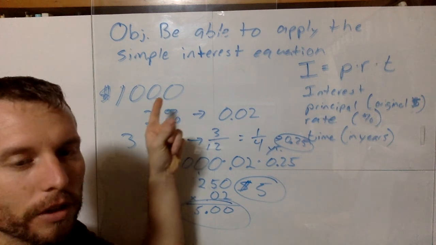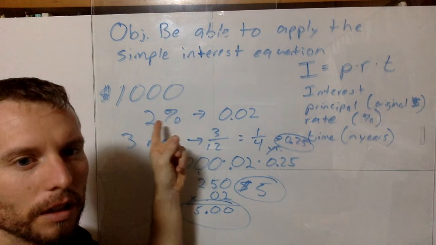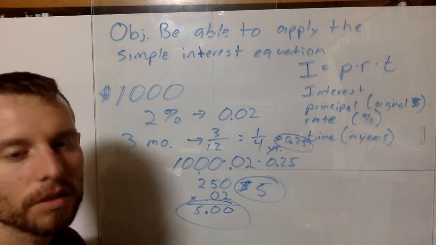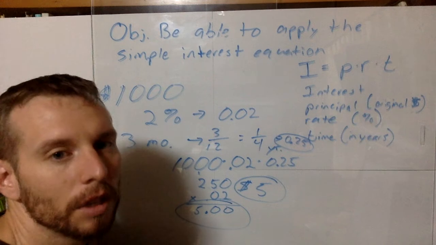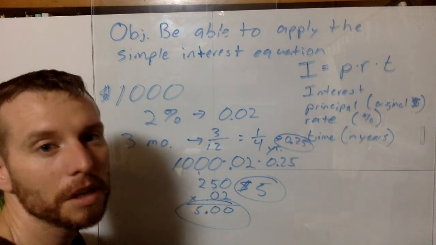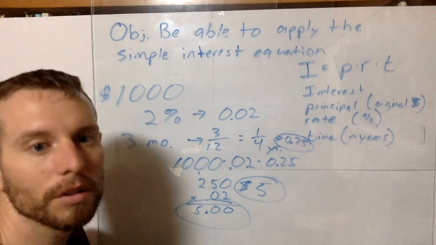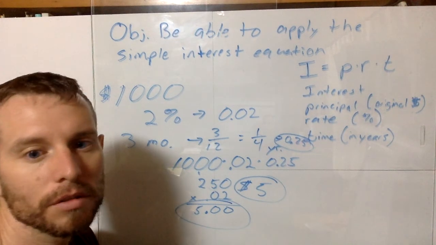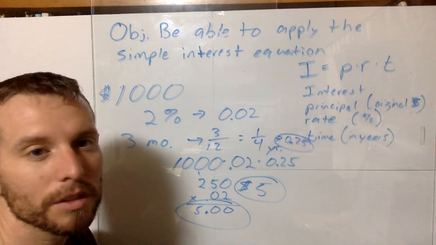Not very much at all for a $1,000 investment, but it's a 2% interest rate. That's extremely low, and it's only for a 3-month time period. So, you know, if you have $1,000 that you were going to save anyway, instead of keeping it in your house for 3 months, you might as well just put it in the bank at a low interest rate, and at least you'll get $5, a lot better than nothing.